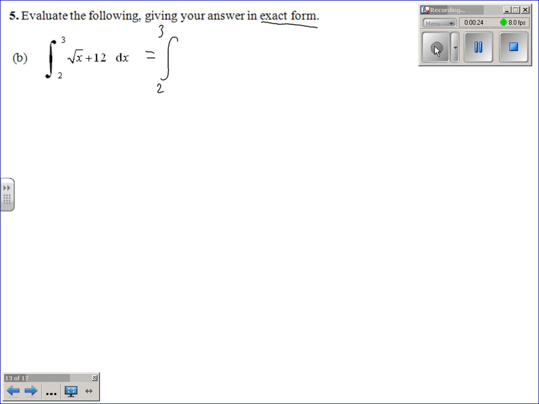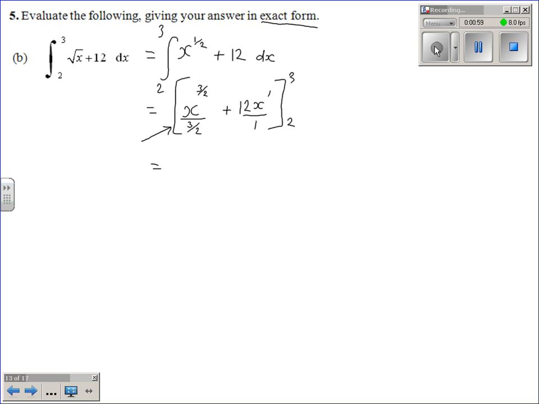So we've got root x, which we can write as x to the power of a half, which is going to be easier to deal with, plus 12 with respect to x. Okay, so at this point we can integrate, so we don't now write the integral sign. We're going to increase the power by 1, so 3 over 2, and divide by the new power. And then likewise, we're going to increase the power by 1, which effectively is writing x to the power of 1, if you like, and then dividing by 1. Put your square brackets and write your limits on.